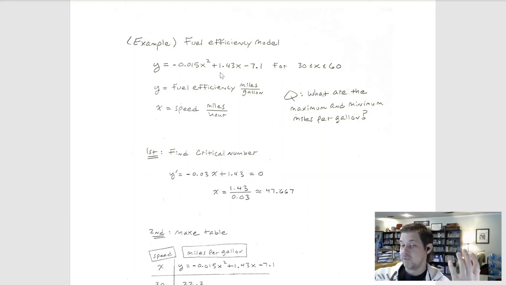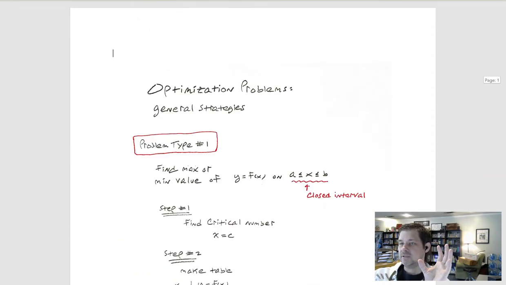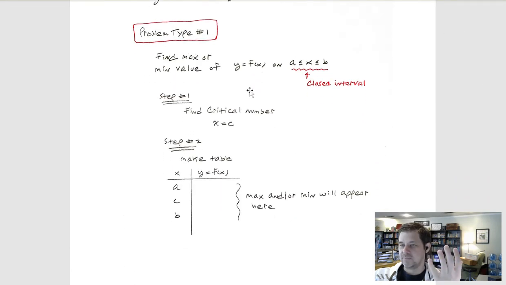So here I've got this equation that says, well, here's how fuel efficiency depends on speed. Driving faster or slower, making the car use more or less miles per gallon. Okay, but look here. It says we're limiting the applicability of this equation to speeds between 30 and 60 miles an hour. Okay, so that would be an example of a closed interval. So let's talk about how you solve that sort of problem.